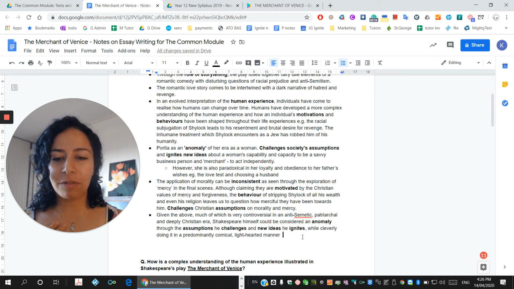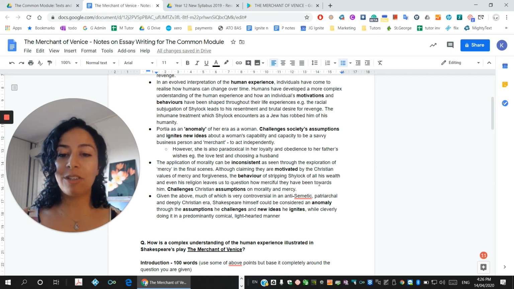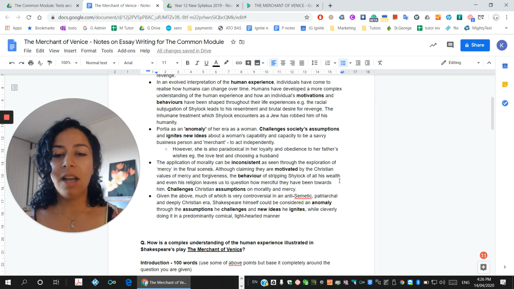That gives you an idea of a couple of the key ideas that you could use that link really closely to the actual rubric. So, the application of morality is inconsistent, seen through the exploration of the final scene. Although aiming to be motivated by values of mercy and forgiveness, the behavior of stripping Shylock of all his wealth and even his religion leaves us to question how merciful they have been towards him. This challenges Christian assumptions on morality and mercy.